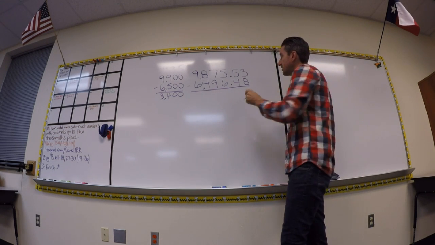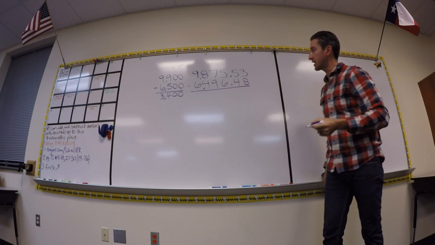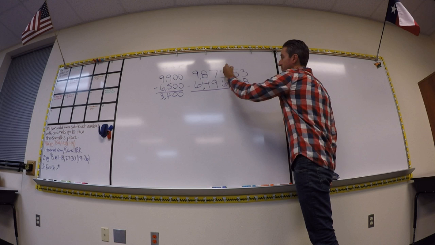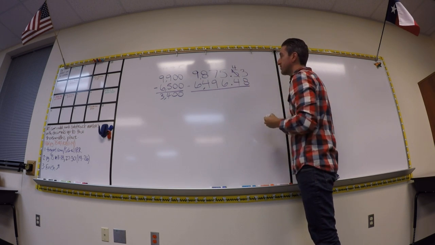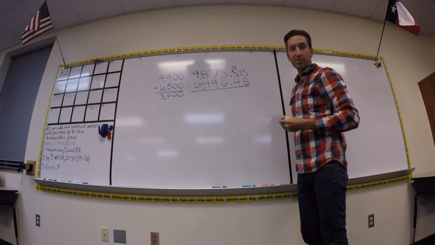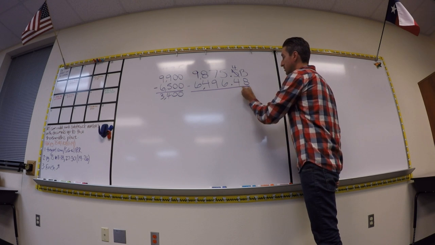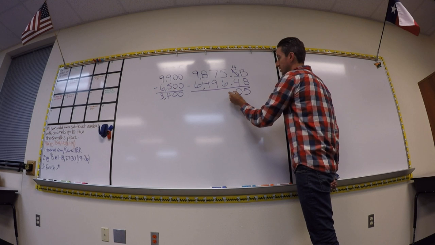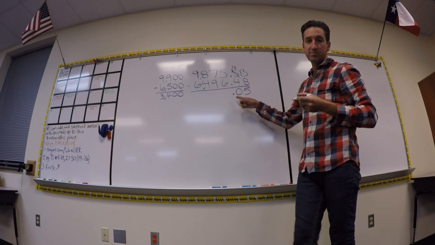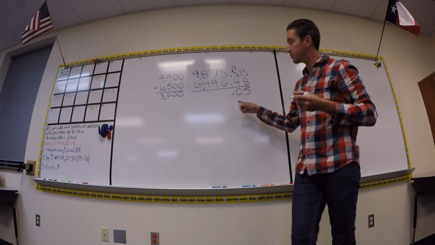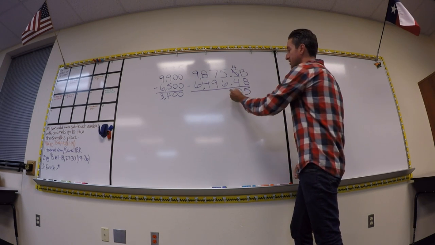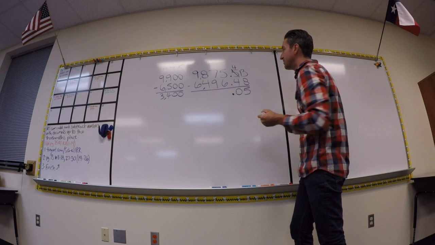Alright, so first I know that I can't take 8 from 3, so I'm going to have to distribute. So I'm going to go up to my 5, take 1 away, that now becomes a 4. So now I'm looking at 13 minus 8, which is 5. 4 minus 4, 0. Drop my decimal in. I could have done this before I even started anything on the problem. I could have dropped my decimal down, it would have made it easier. This time I didn't, so make sure to put that in.